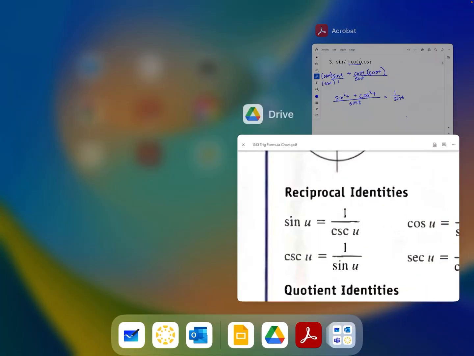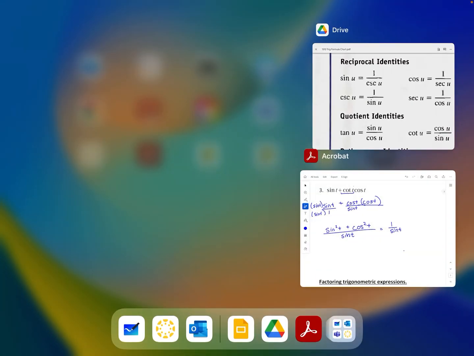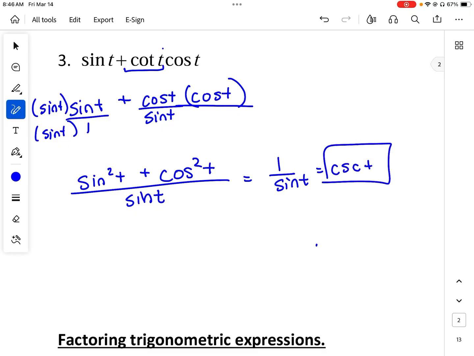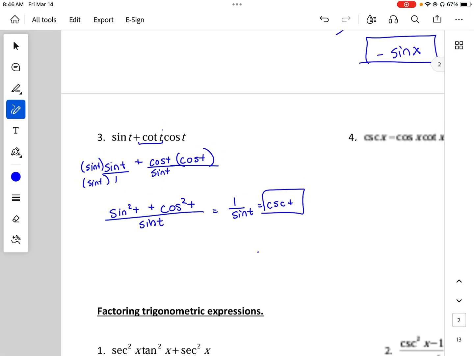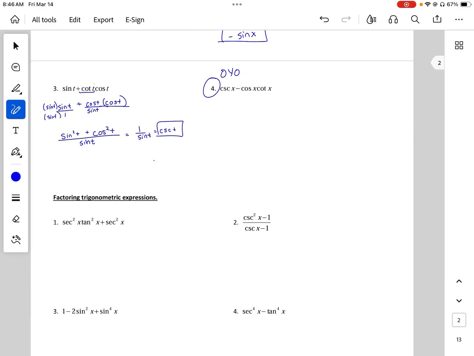So look at that. I guess I should have done the other one, sorry. Cosecant is 1 over sine. That's the one I want to use. All right, so this is just cosecant. Pretty cool. So number 4 is on your own.